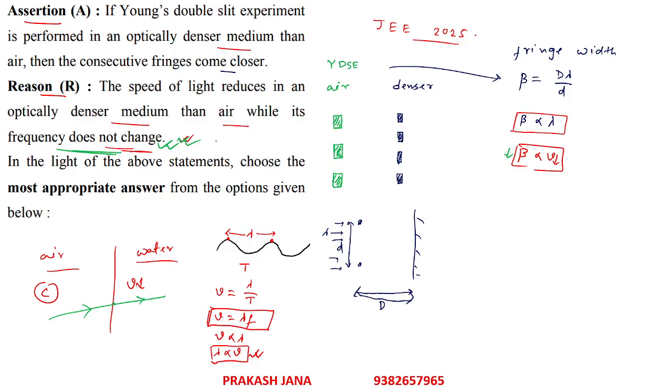So the reason is correct, and the assertion is also correct. Beta is decreasing, that is, the fringes will come closer. So the assertion is correct, the reason is correct, and the reason is the correct explanation of the assertion.